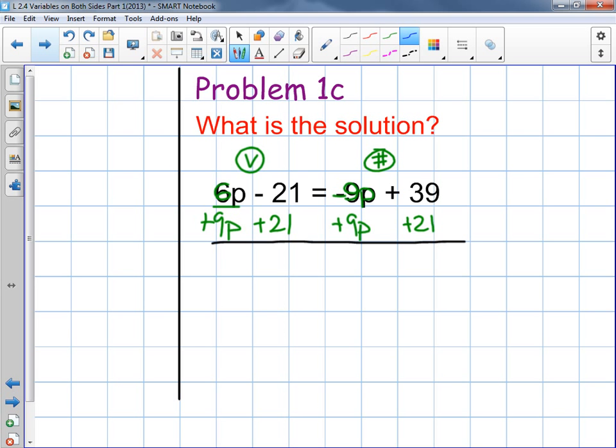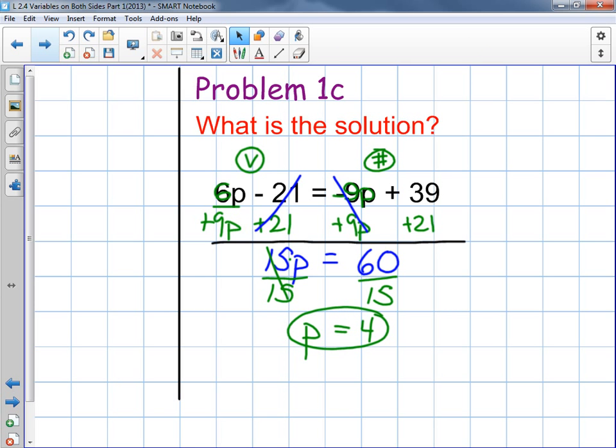Negative 21 and positive 21, or minus 21 and plus 21, cancel. 6p plus 9p is 15p. On the right-hand side, the number side, the negative 9p and the positive 9p cancel. 39 plus 21 is 60. And now I'm left with 15 times p equals 60. To get rid of 15 times, I divide by 15 on both sides. So p equals 4.